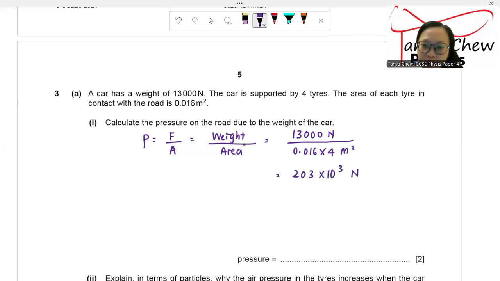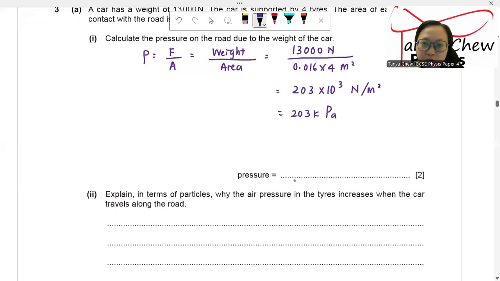You can put it in Newton per meter square, or you can change it to Pascal. It's not a problem. Newton per meter square is equivalent to Pascal. That is the unit of pressure, right? So I put 203 kilo Pascal, or 203 kilo Newton per meter square.